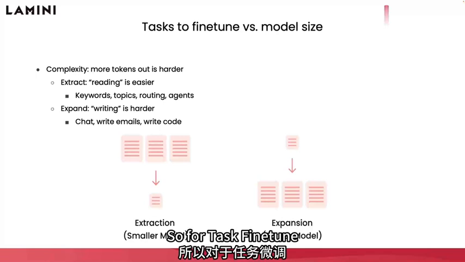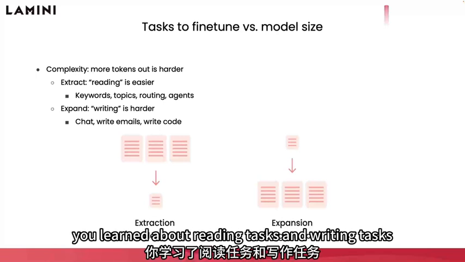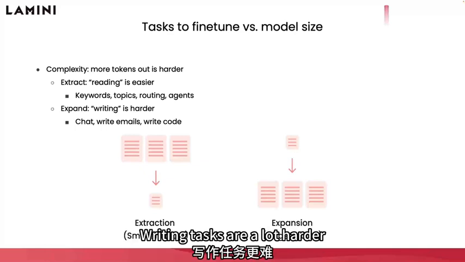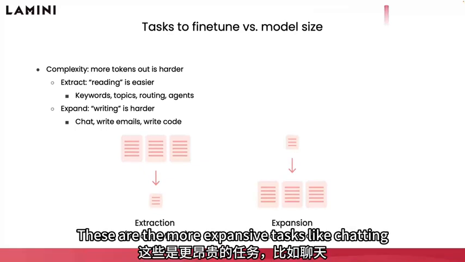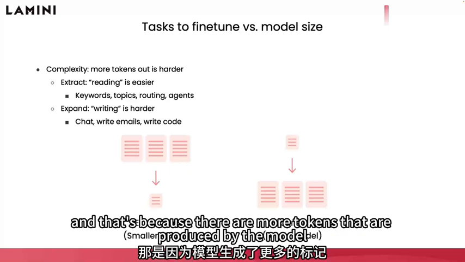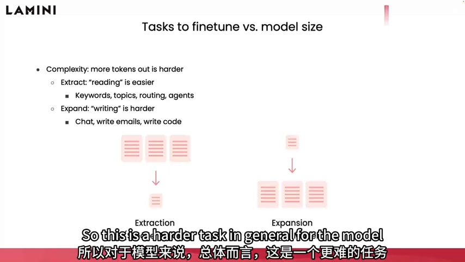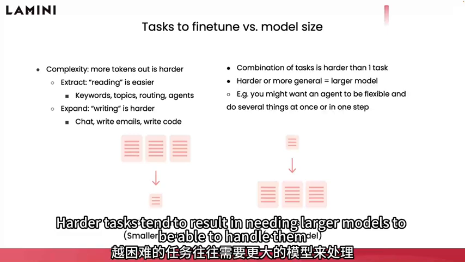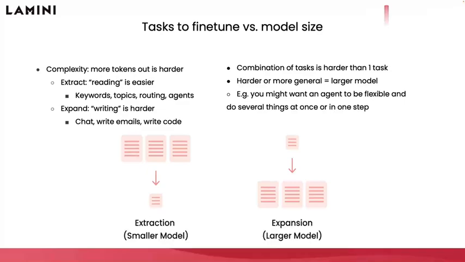So for tasks to fine-tune, you learned about reading tasks and writing tasks. Writing tasks are a lot harder. These are the more expansive tasks like chatting, writing emails, writing code, and that's because there are more tokens that are produced by the model. So this is a harder task in general for the model. And harder tasks tend to result in needing larger models to be able to handle them.